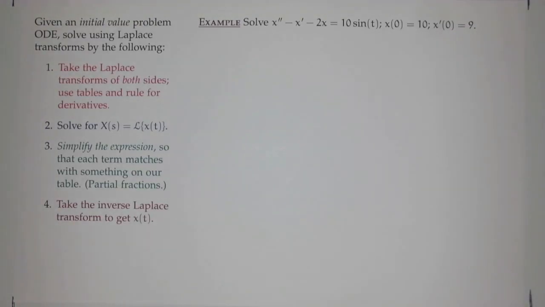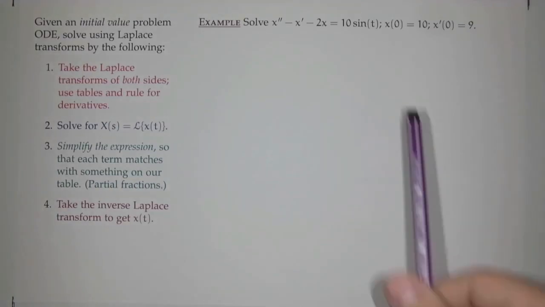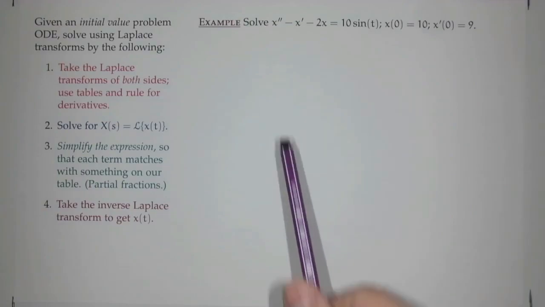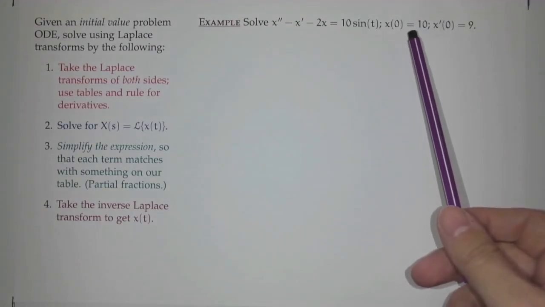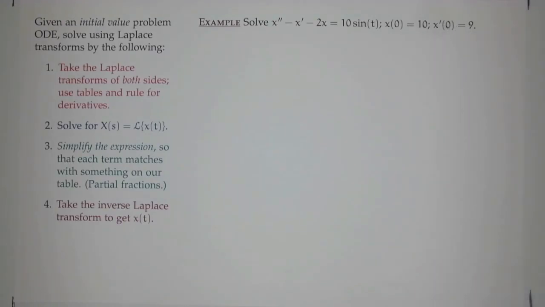Beginning to end. x double prime minus x prime minus 2x equals 10 sine of t. That's our differential equation. Not homogeneous, so that's cool. Constant coefficients, no problem. We have initial conditions x of 0 equals 10, x prime of 0 equals 9. Now, you might say at the beginning, before we start, do we actually have to use Laplace transforms to answer this question? And the answer is no, we can actually do this.